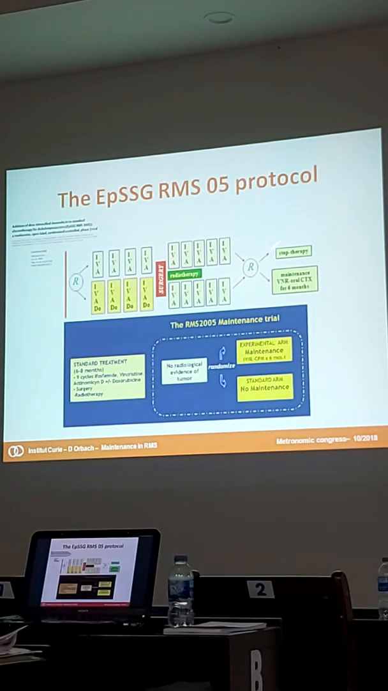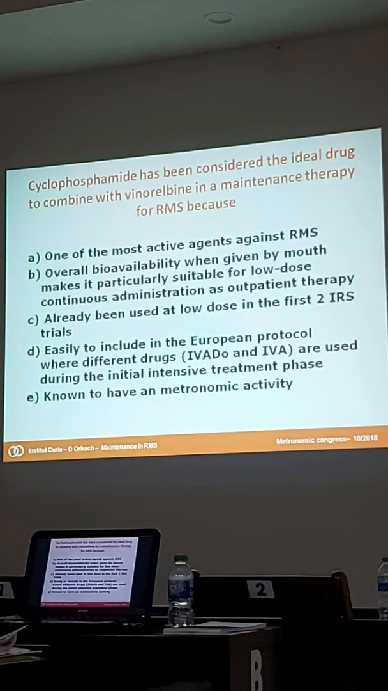So the second part of the protocol was to randomize, after the 9 courses of chemotherapy and the local therapy, patients who receive nothing. We stop the treatment, the standard arm, versus 6 months of oral, intravenous vinorelbine and oral cyclophosphamide. So there were 2 arms. One arm, the experimental arm, was with maintenance, and one arm without any maintenance therapy.